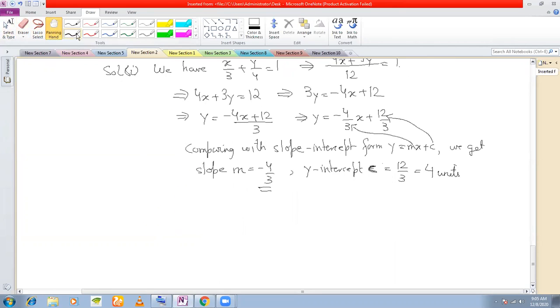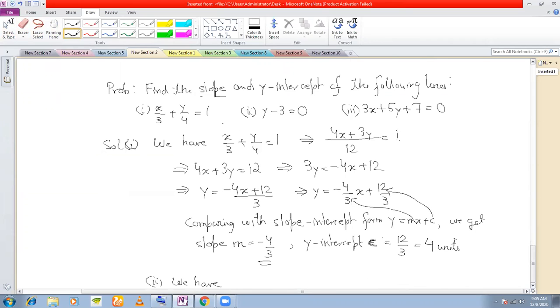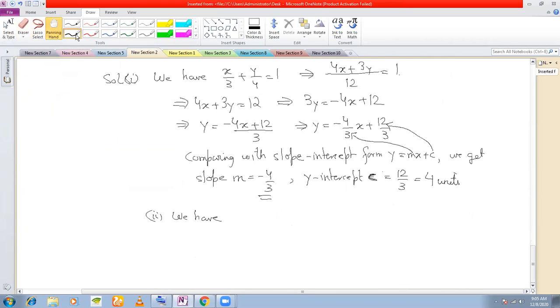Let us see the next one. The next equation is y minus 3 is equal to 0. Now what is the y-intercept of this? Can anyone tell me what is the y-intercept of this? What will this straight line look like, first of all?